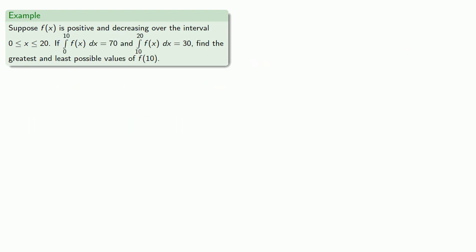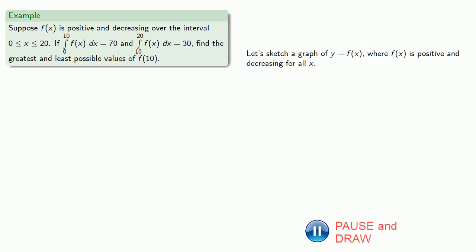Or suppose f of x is positive and decreasing over our interval, and let's say we know the value of the integral from 0 to 10 and from 10 to 20. What can we say about the greatest and least possible values of f of 10 itself? So let's sketch a graph of y equals f of x, where f of x is positive and decreasing for all x.